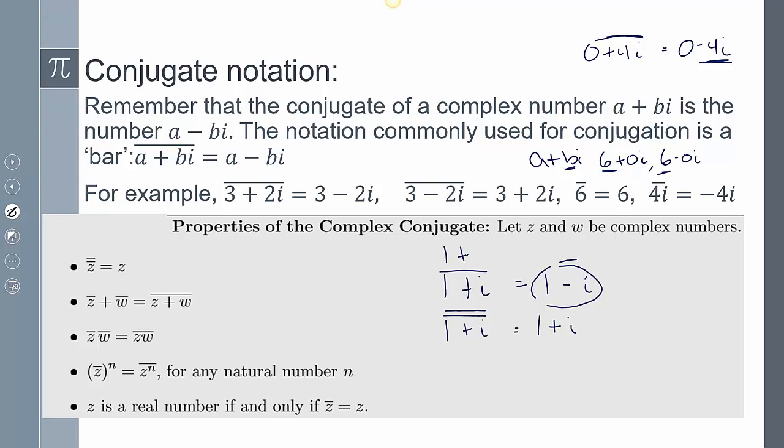So we start with 1 plus i. If I take the bar of it, it gives me that. Well, if I take the bar of this, right, imagine there's a bar over that, then that's going to give me that, which simplifies back into the 1 plus i.